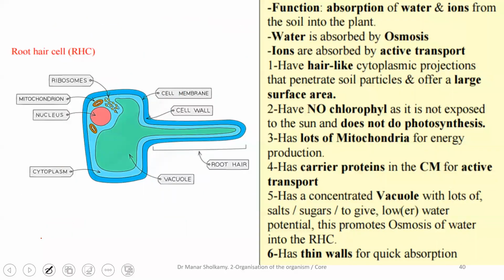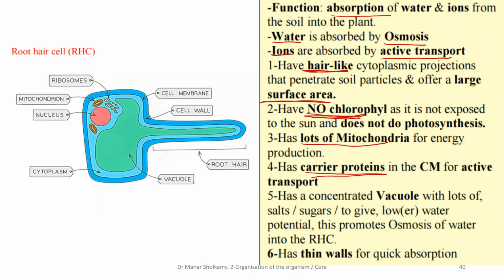It's okay, my dear. So the root hair cell absorbs water and mineral ions. How does it do that? Water is absorbed by osmosis. Ions are absorbed by active transport. They have hair-like extensions that increase the surface area. The word surface area is important. They don't have chlorophyll because they don't do photosynthesis. They have lots of mitochondria for energy. They have carrier proteins in their membrane for active transport. And they have a very concentrated vacuole that has very little water so that they can draw in more water by osmosis, in case they ask you.